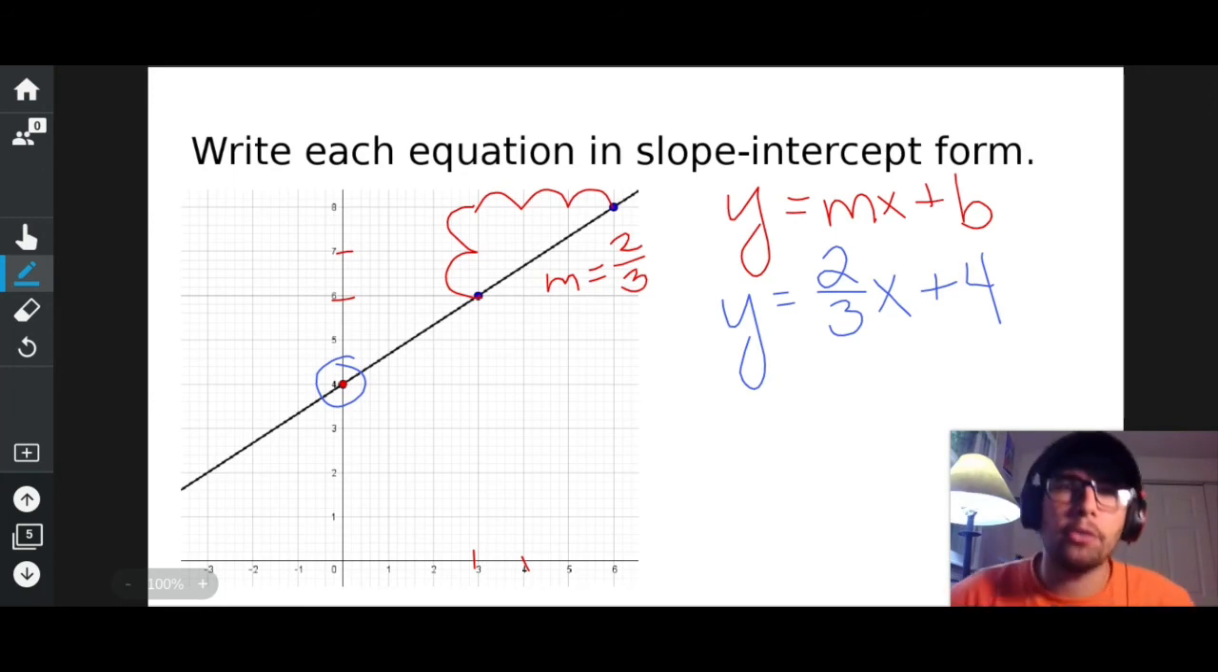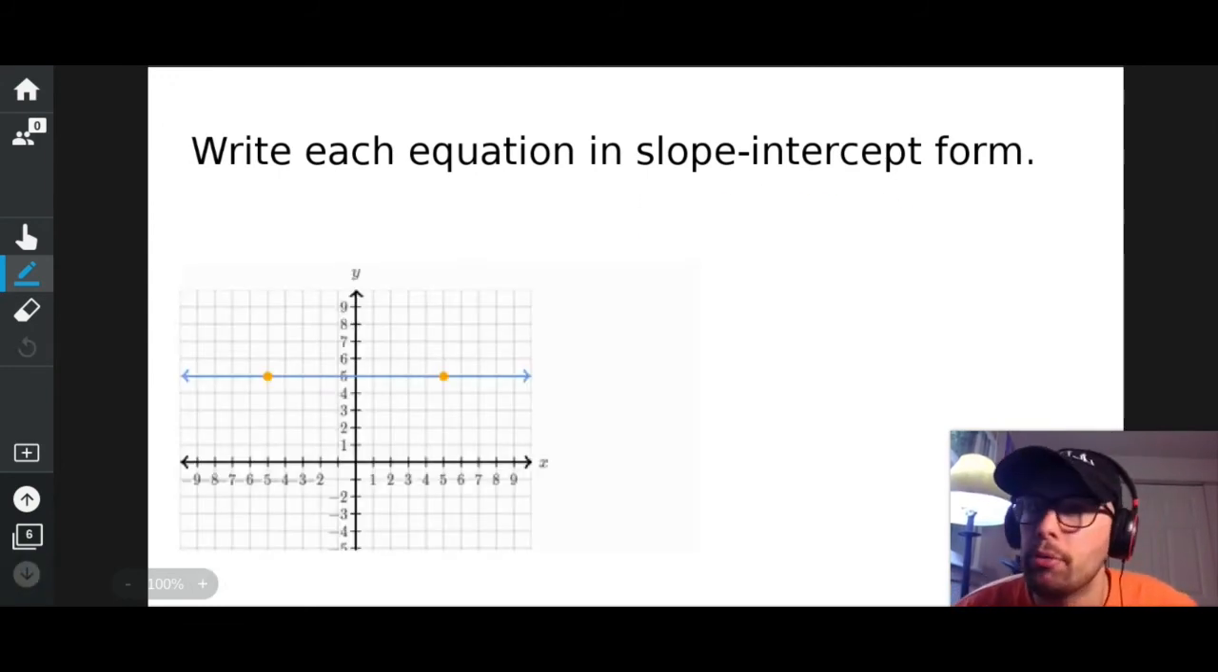I seem to be getting faster at these as I do more of them. I'm getting better, I guess. I don't know. Which equation? Write each equation in slope-intercept form. All right, I can do this.